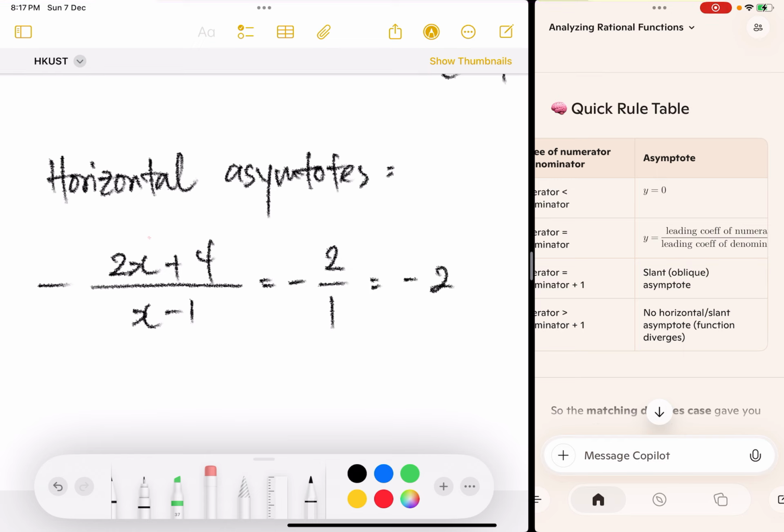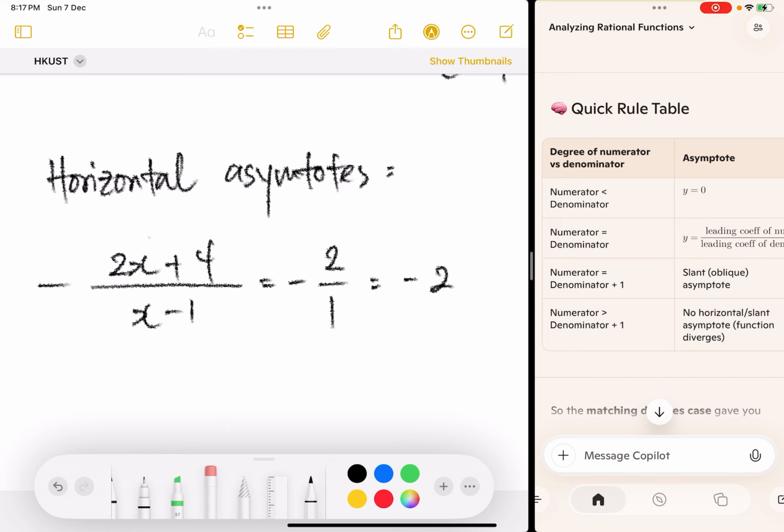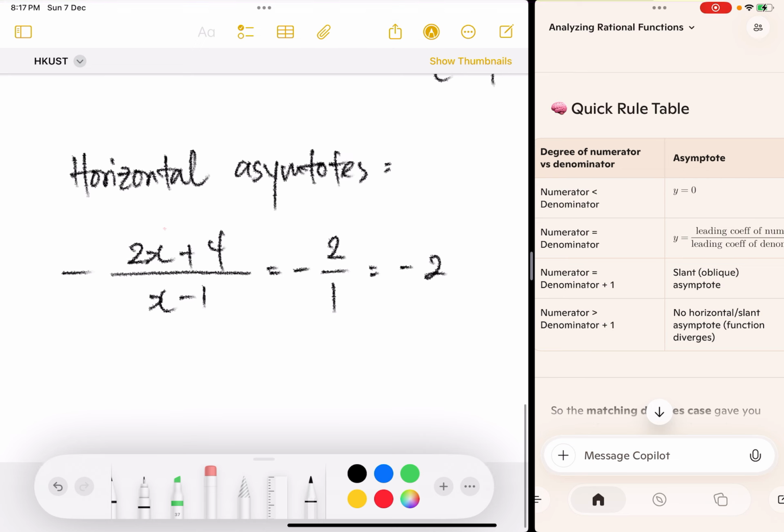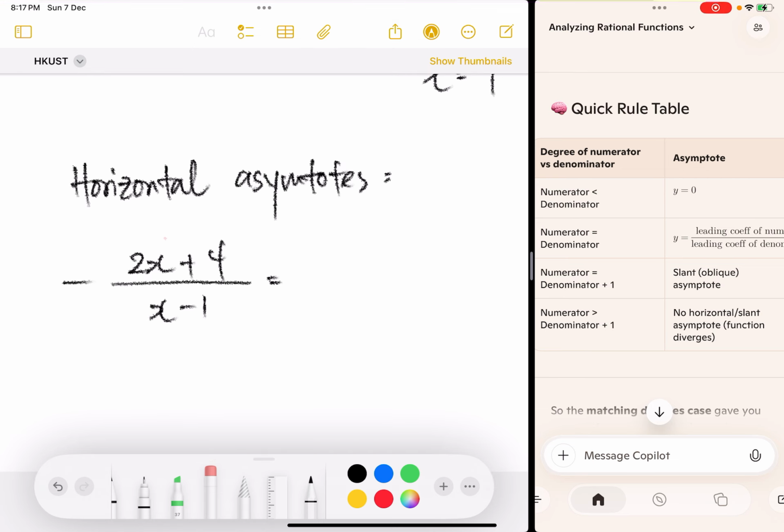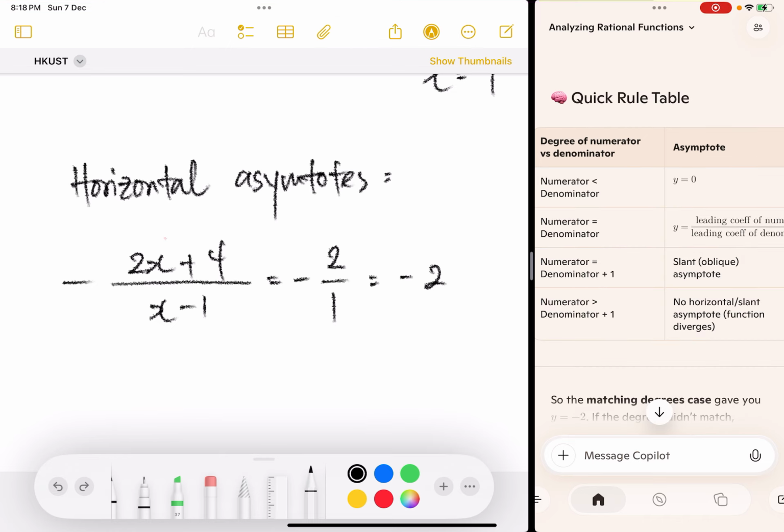Of course, if the degree of the numerator is smaller than the degree of the denominator, then y will equal 0. So instead of this, let's say there's a square here, then this will all equal 0, and you can try to solve it. And for the numerator equal to the denominator plus 1, you can ask Copilot to explain this a little bit more for you, but basically it will become a slant or oblique asymptote, and for the other case there is no horizontal or slant asymptote, as the function diverges.